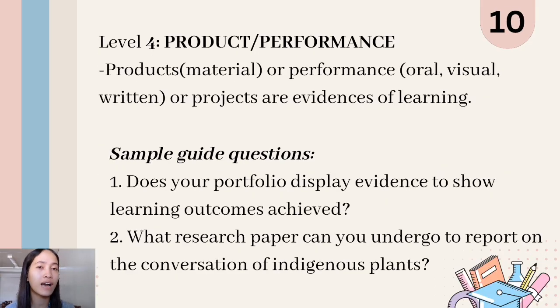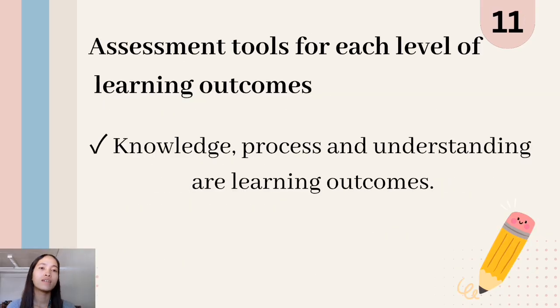And lastly, we have level 4, which is performance. It is about creating products or projects that show learning, such as a portfolio, a one-act play, or a research paper on indigenous plants. So the PQF has 8 levels, with level 1 as the lowest and level 8 as the highest, covering all education from basic to postgrad.